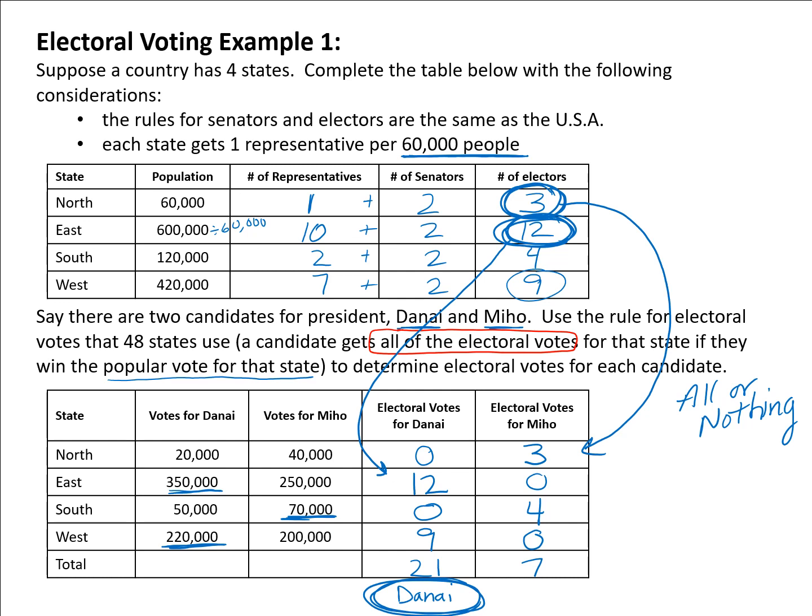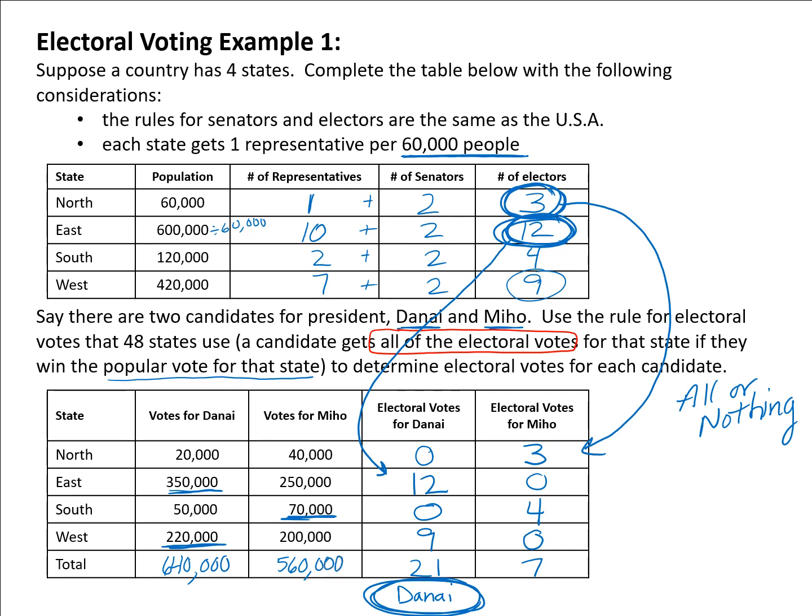Now let's compare that with the popular vote, because sometimes people bring up whether the electoral vote will mirror the popular vote. Let's add the votes up for Dene and for Miho. Well, Dene, when we add them up, 20,000, 350,000, 50,000, and 220,000, that adds up to 640,000 votes. Miho's votes add up to 560,000.